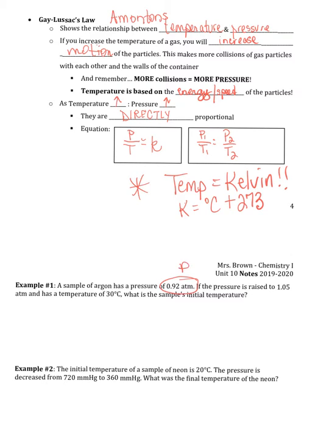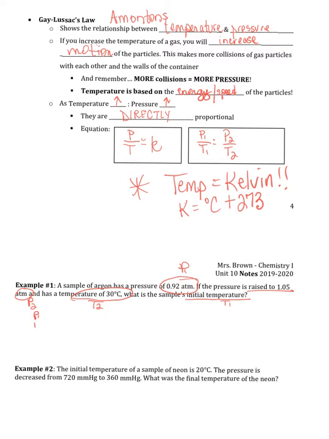All right, so just like before, we're going to set up a table. Atmospheres is a pressure. It says if the pressure is raised to 1.05 atmospheres, so that's another pressure. So we have a P, and then we have another pressure, and a temperature. It says what was the sample's initial temperature. So here's a P1, and they want the T1. So here's a P2, and here's a T2. It was a little tricky with the wording. It says a sample of argon has a pressure of 0.92 atmospheres. That's the initial pressure, and they want the initial temperature.